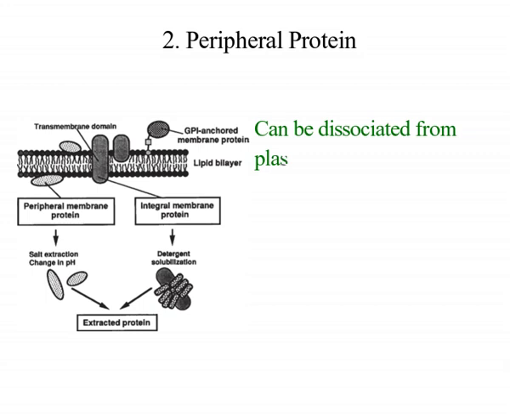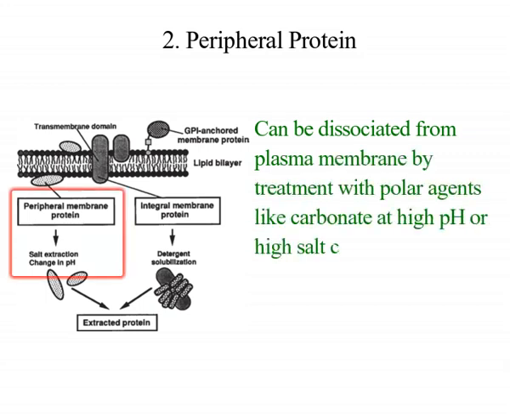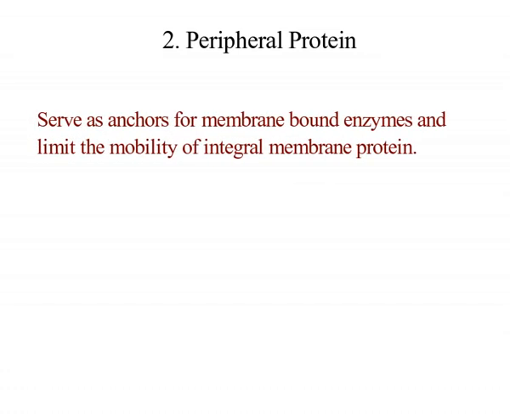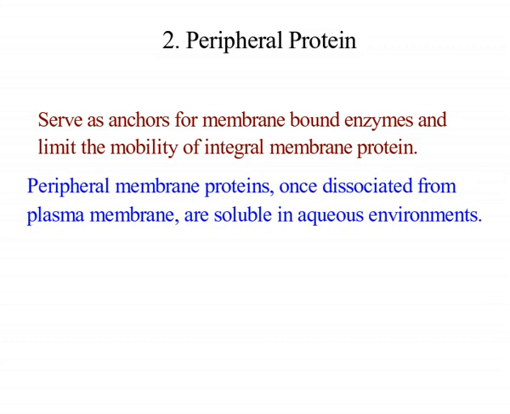These can be dissociated from the plasma membrane by treatment with polar agents like carbonate at high pH or high salt concentrations that interfere with electrostatic interaction or hydrogen bonding. Peripheral membrane proteins serve as anchors for membrane-bound enzymes and limit the mobility of integral membrane proteins. The peripheral membrane proteins, once dissociated from the plasma membrane, are soluble in aqueous environment.